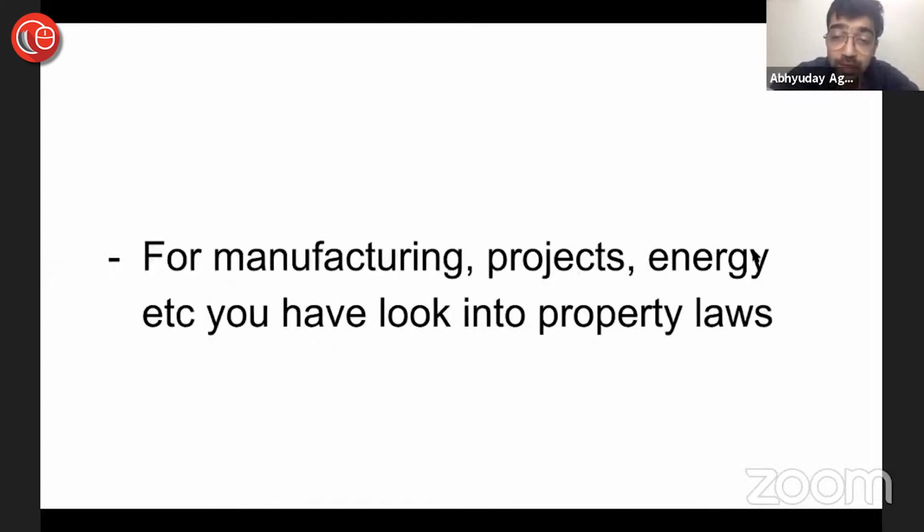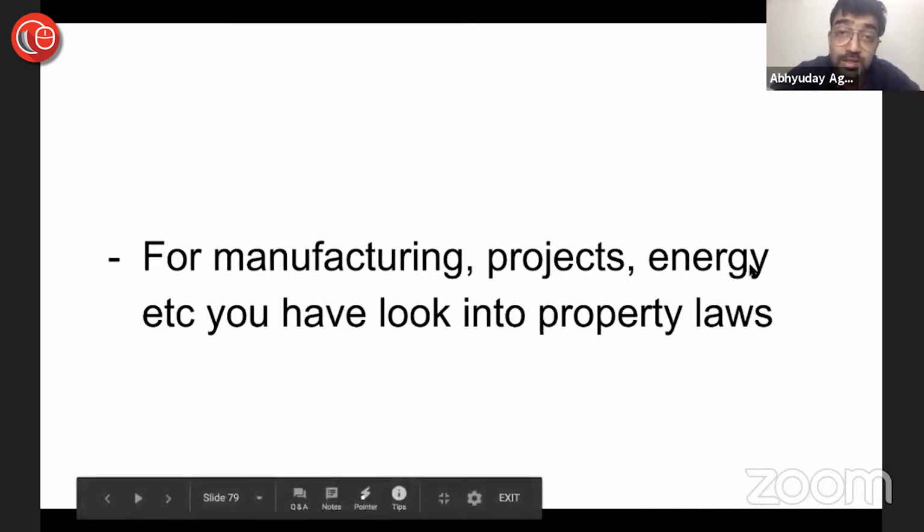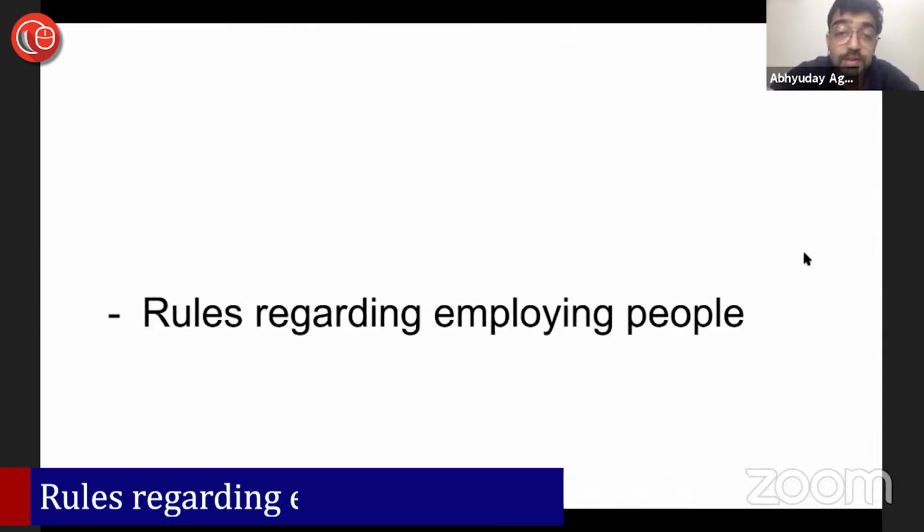Then for manufacturing projects and energy, you will need to look into property laws because you will have to acquire land, right? You will need to get into contracts for construction. There may be EPC contracts. You'll have to look at property laws. You'll have to also look at the tax laws there. And you'll have to look at contracts. You'll have to see if there are sectoral regulators for each of these.